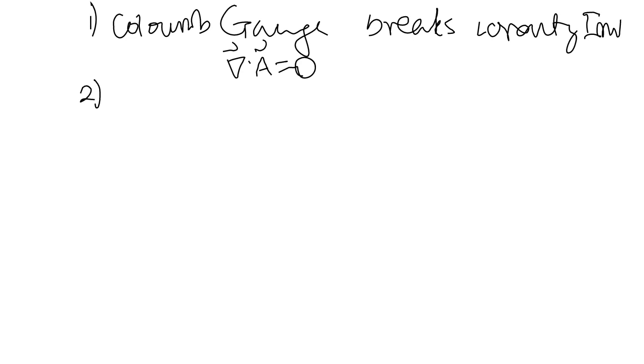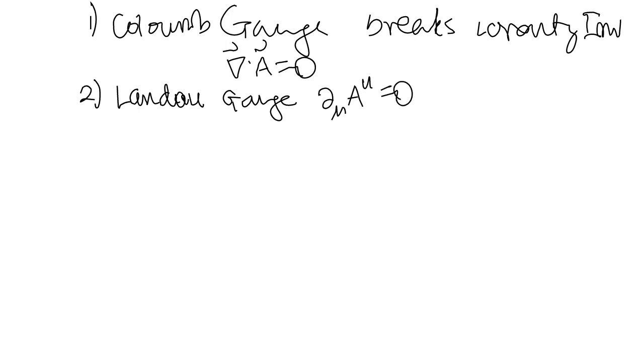A second and common choice is Landau gauge. Landau gauge is a Lorentz invariant analog of Coulomb gauge, where we just take the 4 divergence of A equal to 0. This is probably the single most common gauge choice used in quantum field theory.